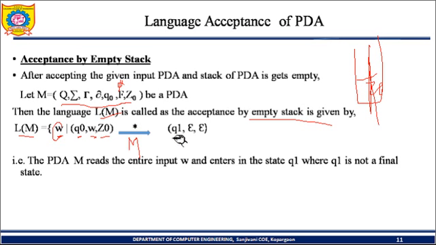machine M. We are in Q1 state, where Q1 is not necessarily a final state. Epsilon indicates that the total string is processed by the PDA, and this epsilon indicates that now the stack is also empty. That is, the PDA M reads the entire input W, enters into the state Q1, where Q1 is not the final state, and the stack will become empty. This is called acceptance by empty stack.